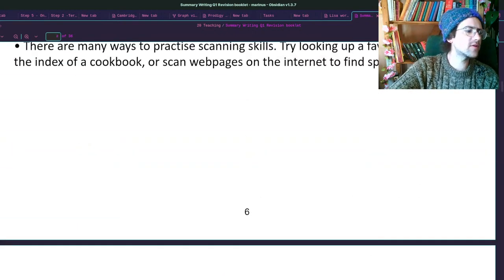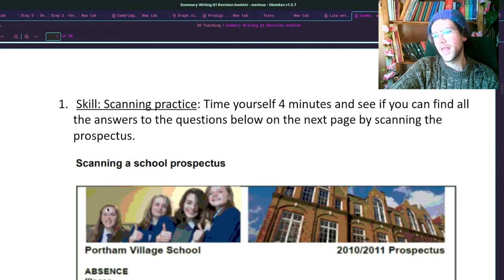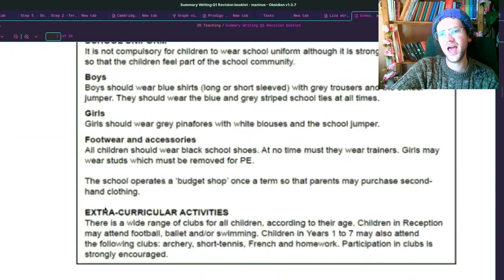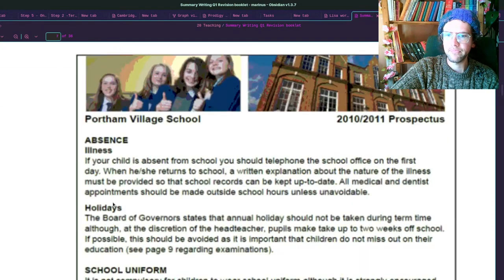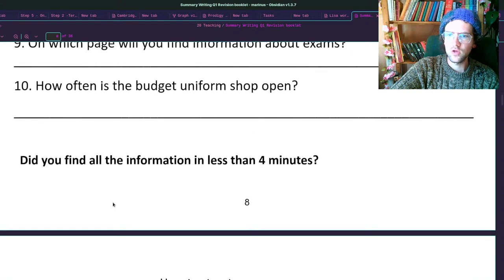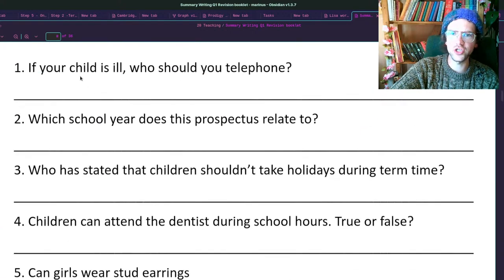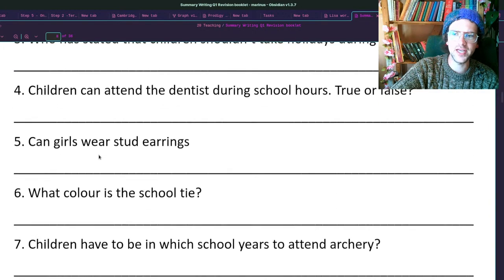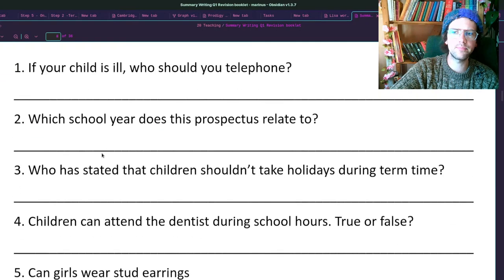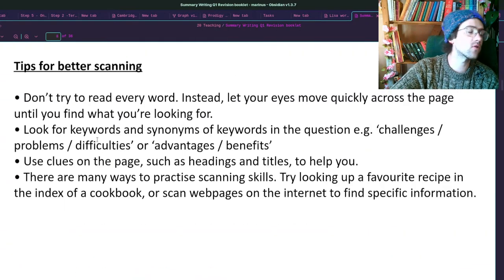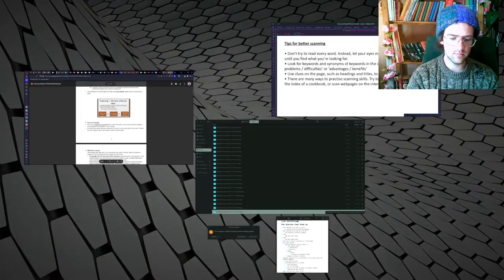Okay, I'm going to set a timer, and you are going to scan this piece of text. You are going to find all the information. You don't have to write it down, just find all the information in 4 minutes. Everything on page 8. Has everyone got the thing open yet?